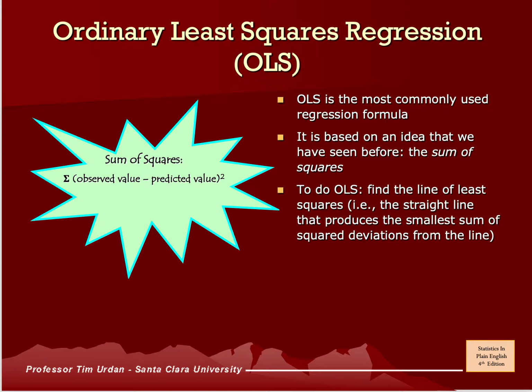Ordinary least squares is somewhat related to what we look at with standard deviation. We're going to take our observed value, subtract our predicted value, and then square it. This is the easiest and most commonly used regression formula to be able to get a regression variable. It's based on sum of the squares, which is why it looks familiar from standard deviation.